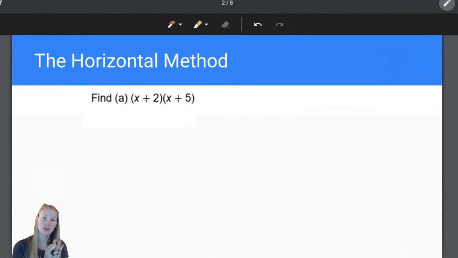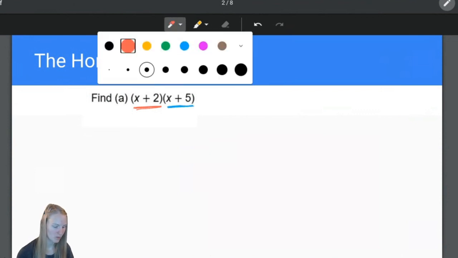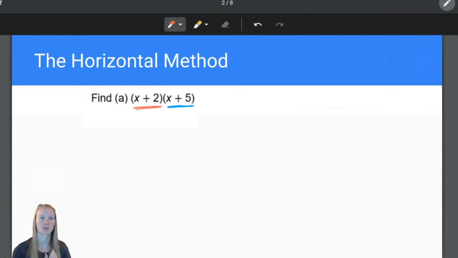So first things first, I'm going to color code. You know by now that I am a color coder. So I'm going to make this binomial red, and this binomial will be blue. Now, the way that it works with the horizontal method and with the distributive property is I take this x, the first term in the first binomial, and I give it to the entire second binomial.